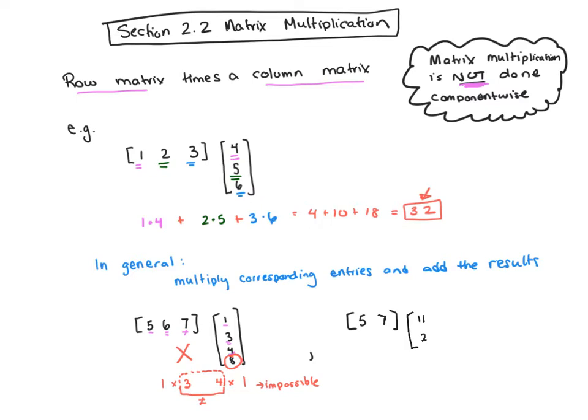11, 2. If I look at the sizes here, I have a 1 by 2 times a 2 by 1. These numbers match, so we're good. We can actually multiply these because their entries match up. So I'm going to get 5 times 11 plus 7 times 2. That gives me 55 plus 14, which is 69. So I can multiply those two together to get 69.